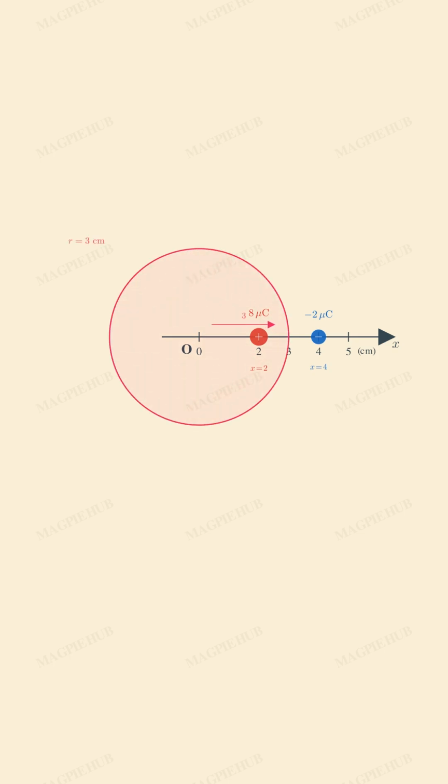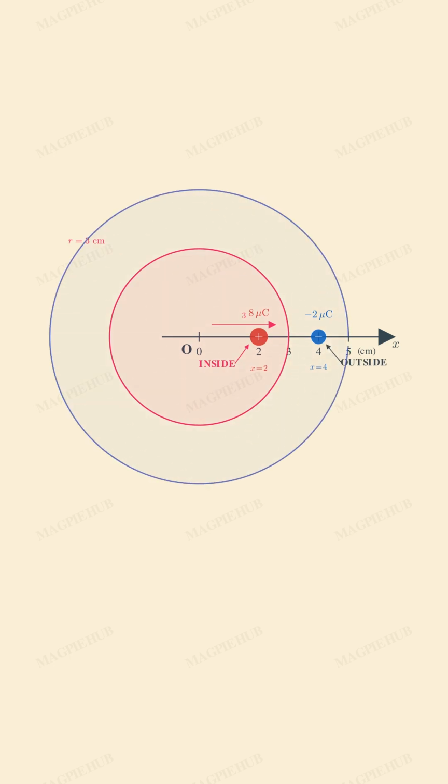The smaller sphere has radius 3 centimeters. Notice that the 8 microcoulomb charge at x equals 2 is inside this sphere since 2 is less than 3, but the minus 2 microcoulomb charge at x equals 4 is outside since 4 is greater than 3. The larger sphere has radius 5 centimeters. Both charges are inside this sphere since both 2 and 4 are less than 5.